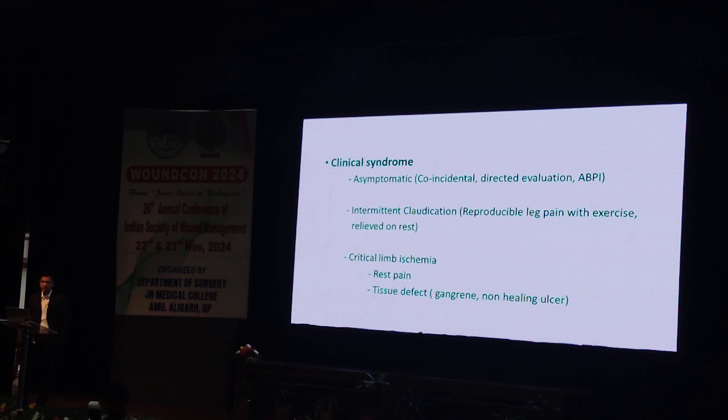And then finally, the clinical syndrome of critical limb ischemia, which includes rest pain, that is pain even without exercise and not relieved on rest, and tissue defects, which may include gangrene and non-healing ulcers. So critical limb ischemia is a very severe form of PAD, and it represents that the baseline blood supply of the limb has now become inadequate to maintain tissue perfusion. And some form of revascularization is mandated in some patients. So I'll be dealing with critical limb ischemia basically for the purpose of revascularization.